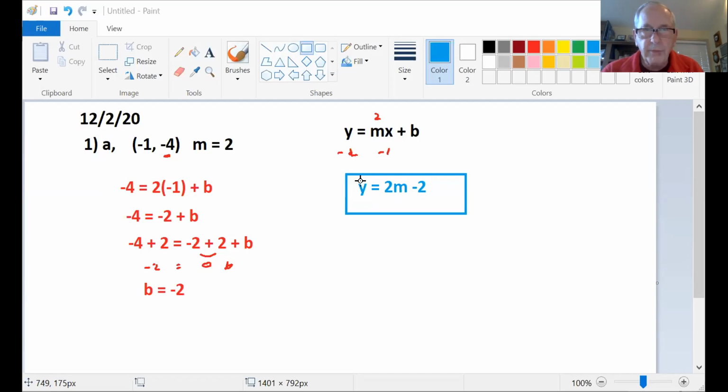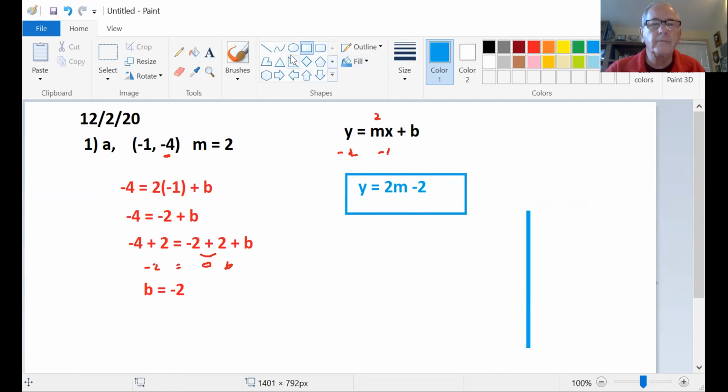All we're doing is just figuring out what b is so we can have this equation, y is equal to 2x plus -2. If you looked at it on an xy coordinate plane, it would look like this. I'm going to draw it. That's supposed to be a straight line. So I did the wrong thing here, but it's okay.